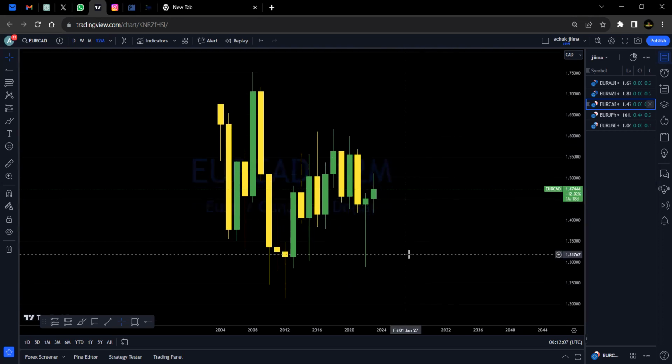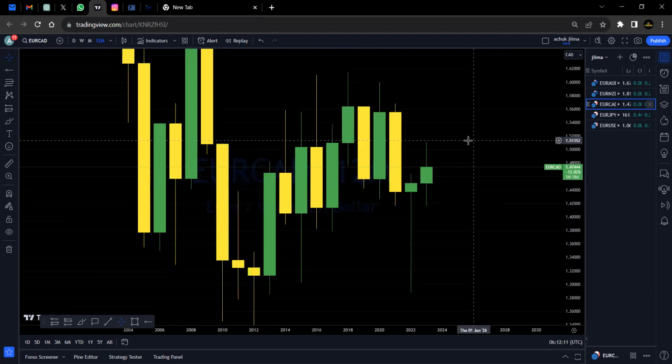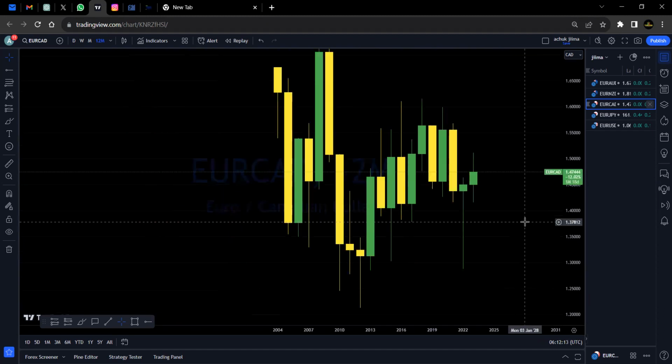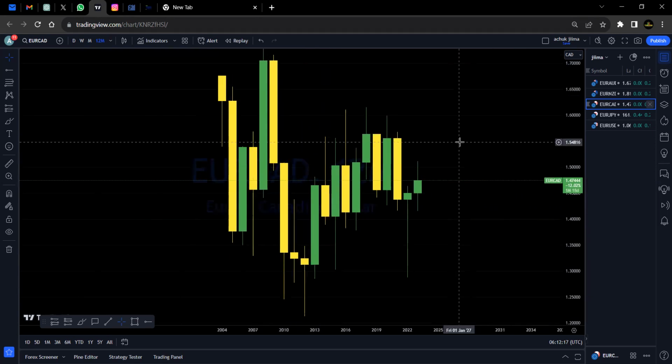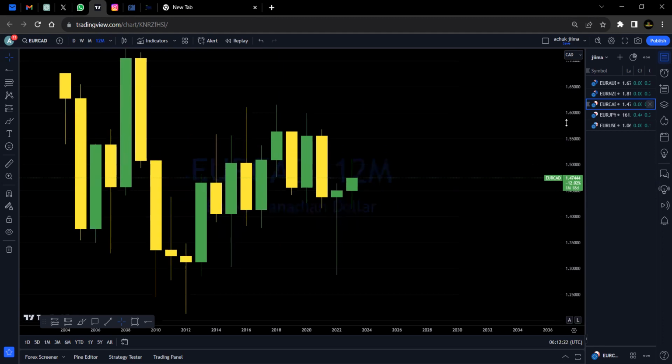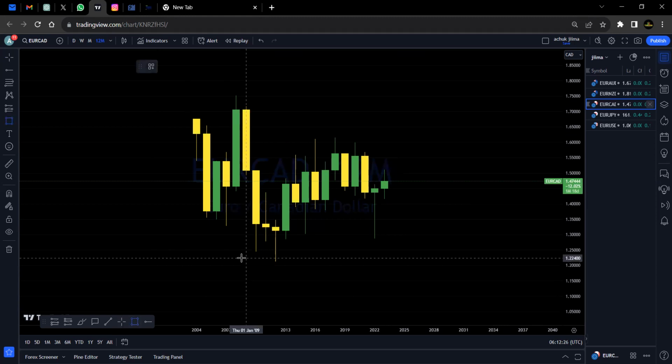So continue to have a look at how the pairs are moving and how we are preparing and planning to trade them the following week. So let's start with the EURCAD pair. Looking at EURCAD from the yearly time frame, we can conclusively say that this is our low.